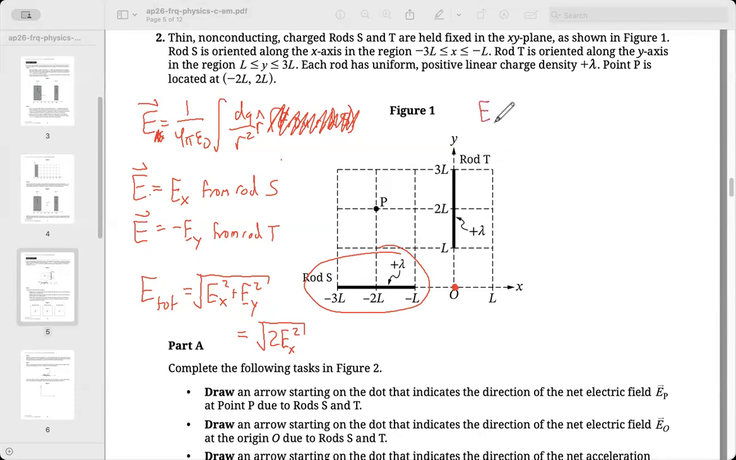So the electric field due to rod S, we're going to say is equal to 1 over 4 pi epsilon naught. dq is going to equal lambda dx.